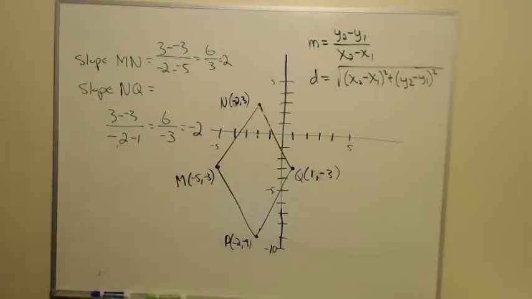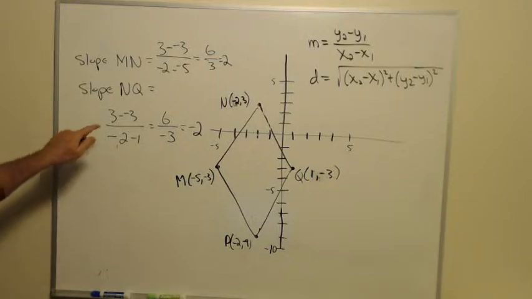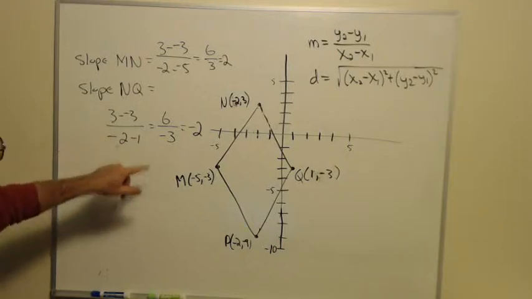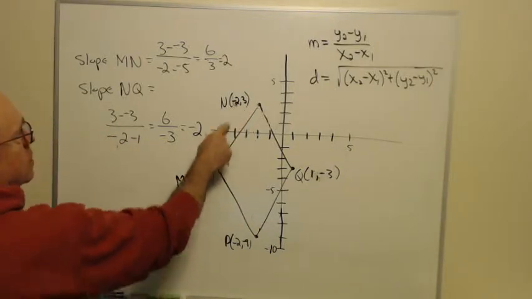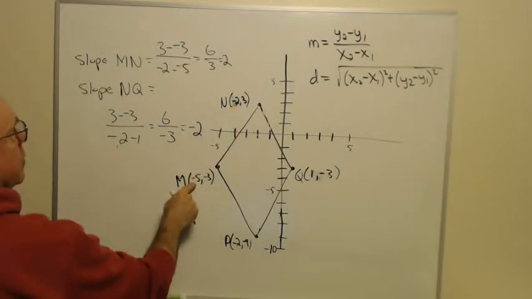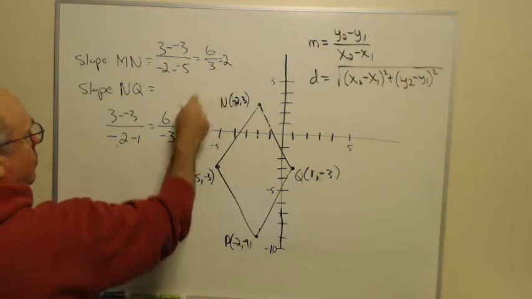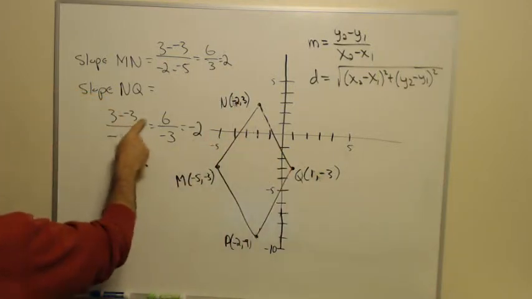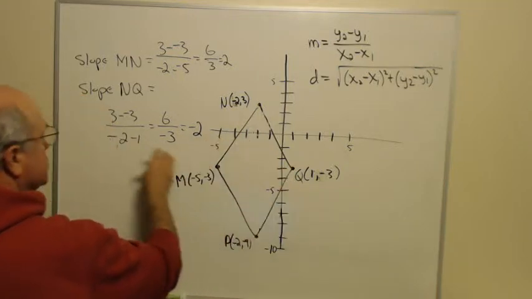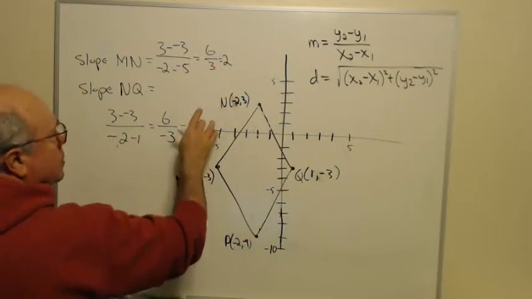So let's just check that one more time. The first one was 3 minus -3, definitely 6. -2 minus -5 would be plus 5, which is 3. That's definitely a slope of 2. And then 3 minus -3 is 6, and -2 minus 1 is -3. So here we get these slopes.